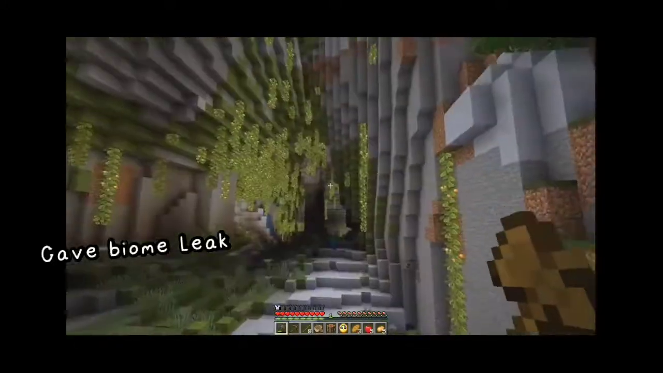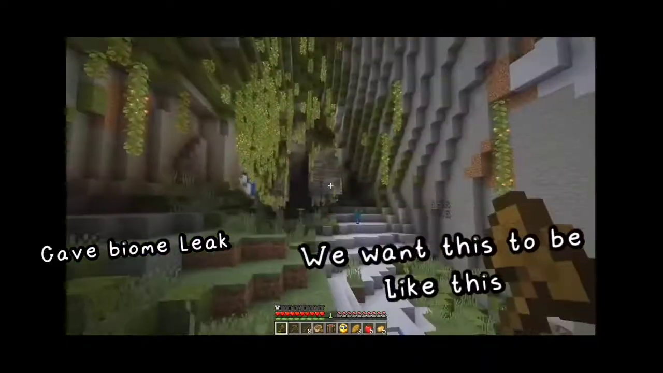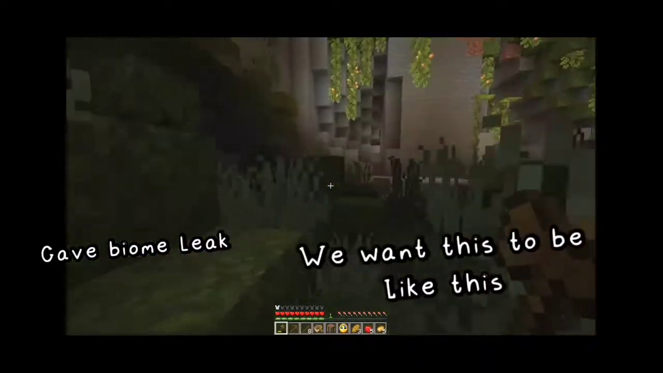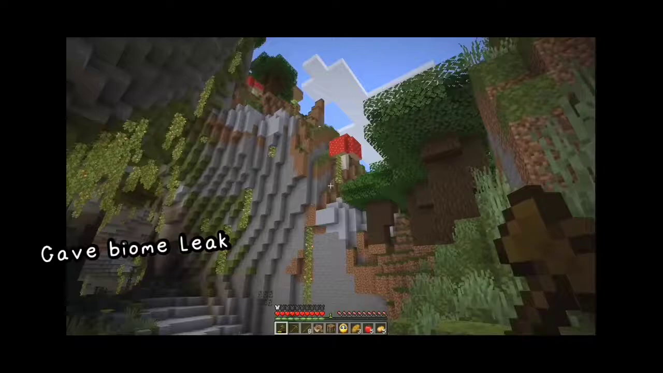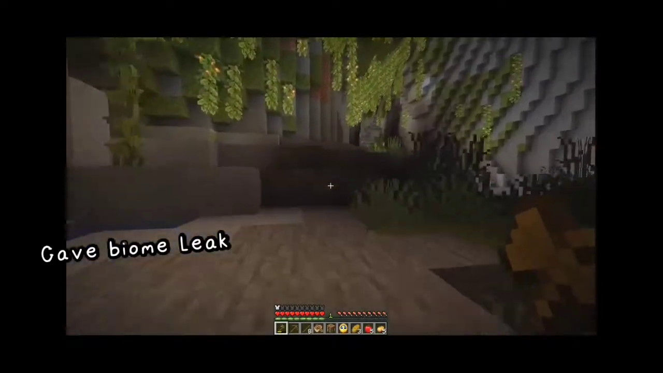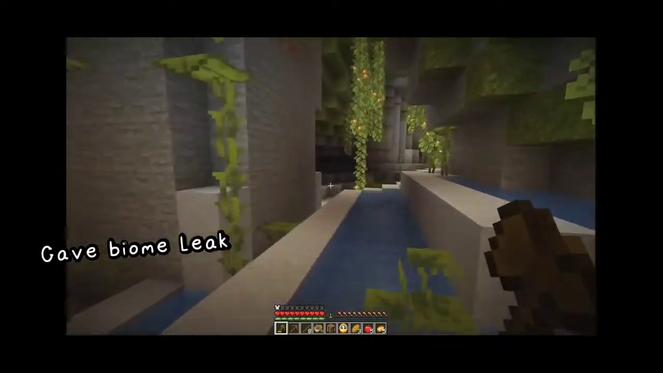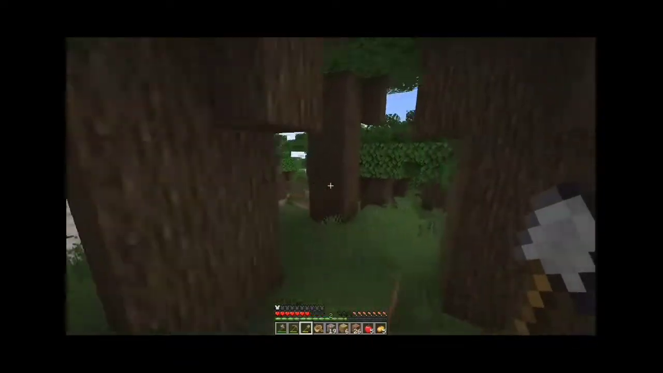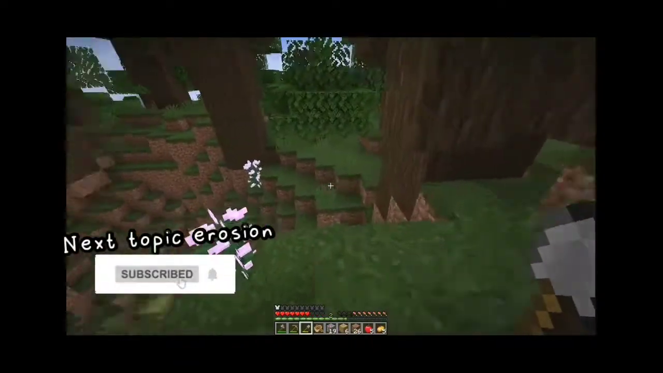Look at this cave. This is beautiful. This is one of the things we kind of want to be able to happen. We want cave biomes to be able to kind of leak out a little bit from cave entrances, exactly like this. This is exactly what we want to achieve, because it's really, really fascinating and kind of inviting when you see this happen. So this brings me, I guess, maybe to the next multi-noise parameter.